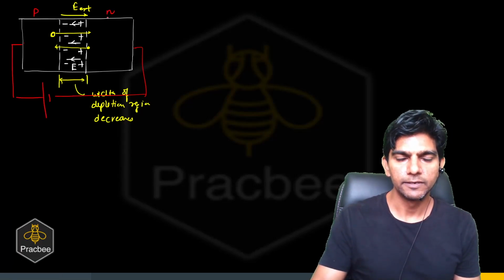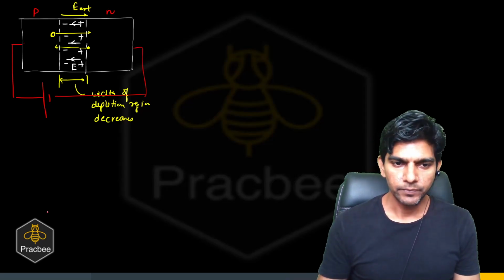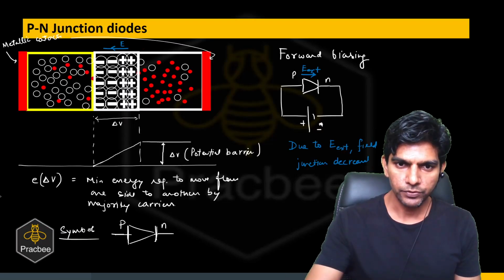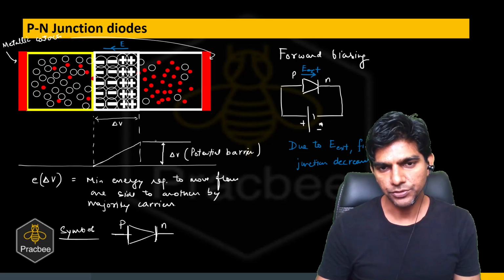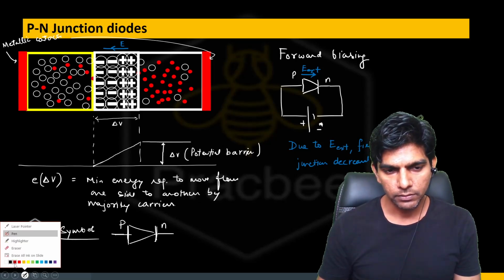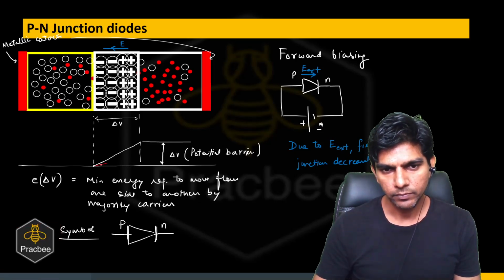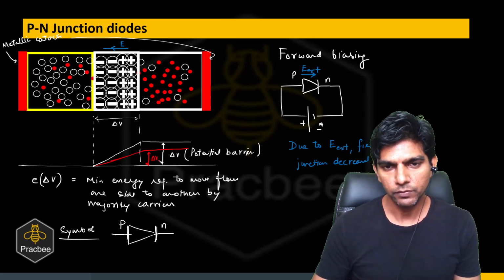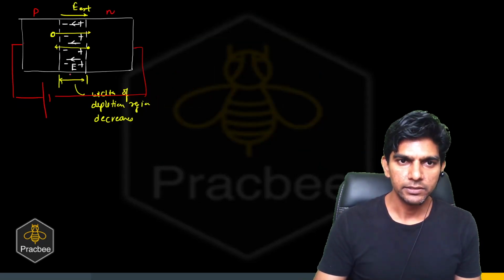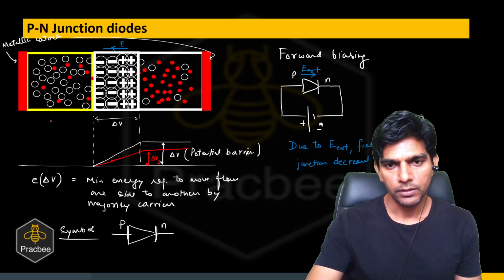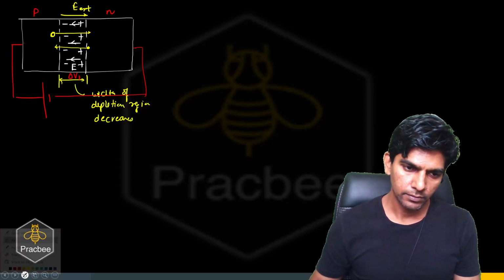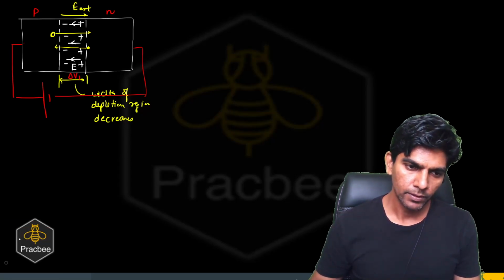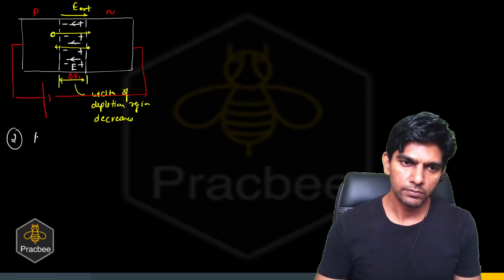And this is P and this is N. So what we can say, if I show the same on the same graph, the graph for forward biasing, let us say this will be delta V1. So here, let us say this is delta V1, right? Now there is another type of biasing which is known as reverse biasing.